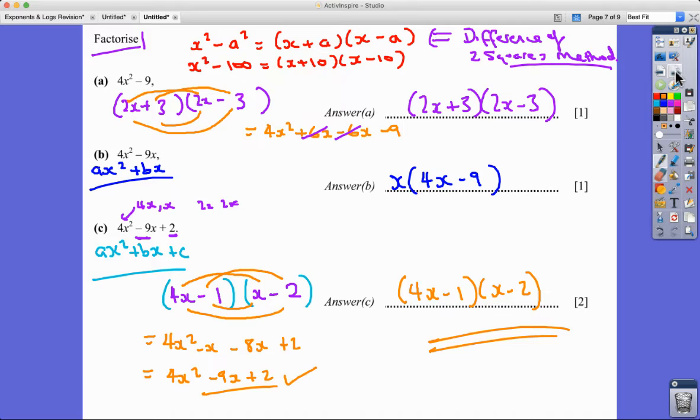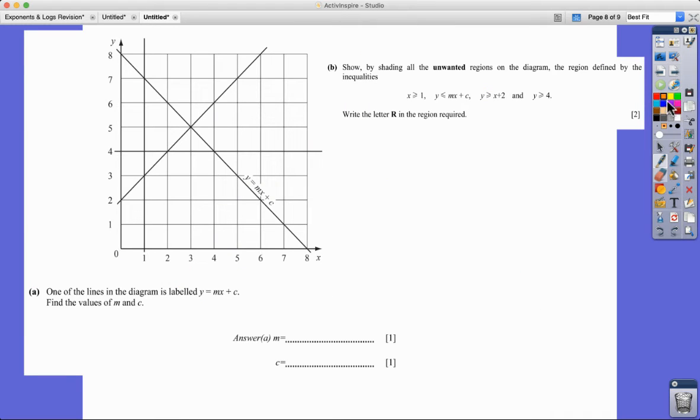Okay, next one. Again, we've got functions here, we've got a straight line graph. One of the lines in the diagram is labeled y equals mx plus c. Find the values of m and c. Well, we know that the m is the gradient, the c is the y-intercept. So straight away I can see the y-intercept is 8. I'm going to put that in. And how do we find m? Well, m is rise over run. It's the simplest way to remember it.